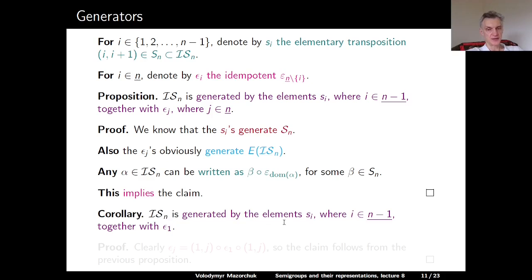ISN is generated by all elements s_i, where i is in n-1 underlined, together with epsilon_1, non-calligraphic epsilon 1. So we have just established that ISN is generated by all s_i's and all epsilon_j's, but clearly epsilon_j is equal to epsilon_1 conjugated by the transposition between 1 and j. And so the claim follows from the previous proposition.